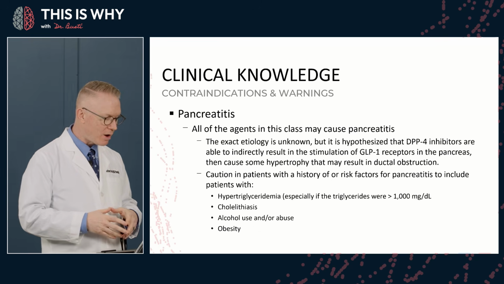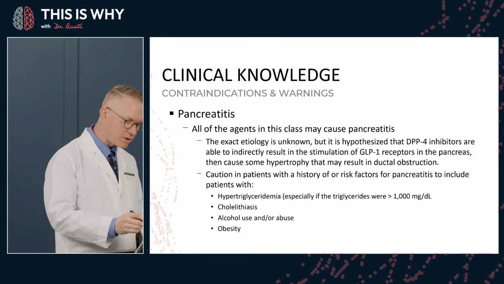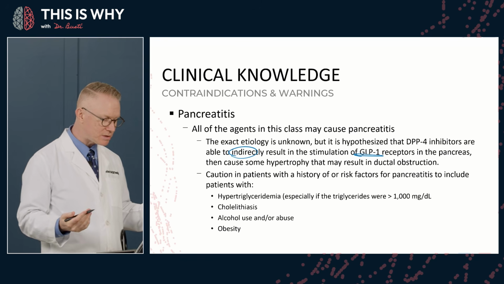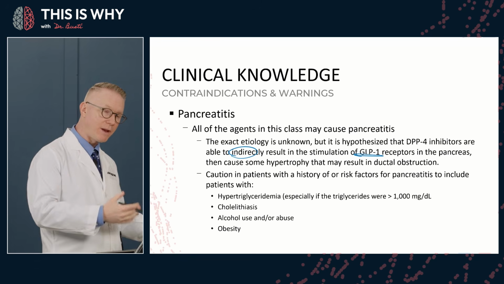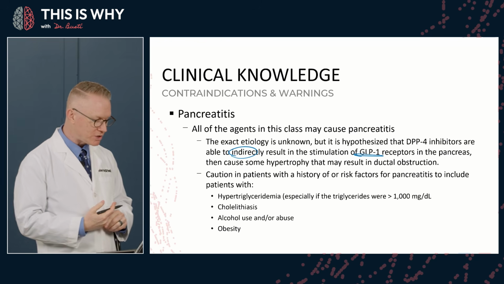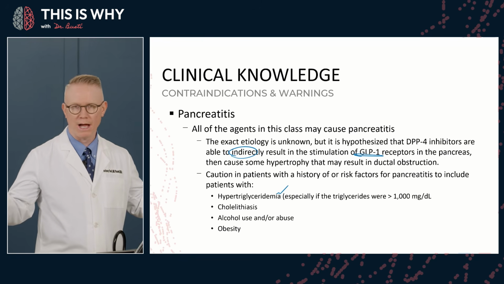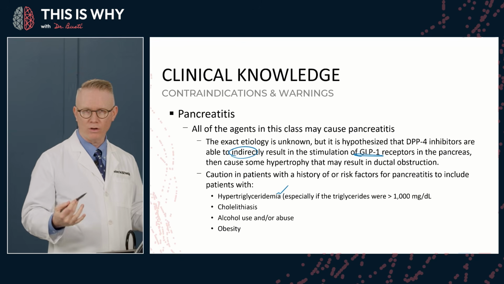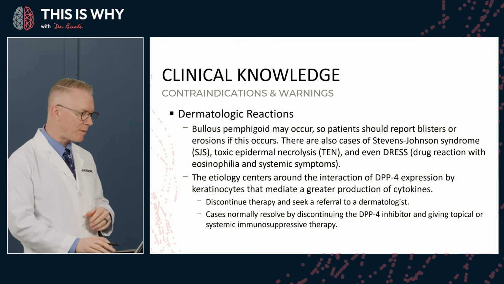Pancreatitis, all the agents in this class have been associated with it, okay? It may be an indirect result of the stimulation of these GLP-1 receptors in the pancreas, causing some degree of hypertrophy that would then obstruct the ducts that empty the pancreatic enzymes into the intestine for you to use for digestion. So risk factors, patients with significant or severe hypertriglyceridemia are already at higher risk, anything over 500 and certainly over 1,000. Cholelithiasis, alcohol use, patients who are obese, those would be additional risk factors that you want to keep in mind.